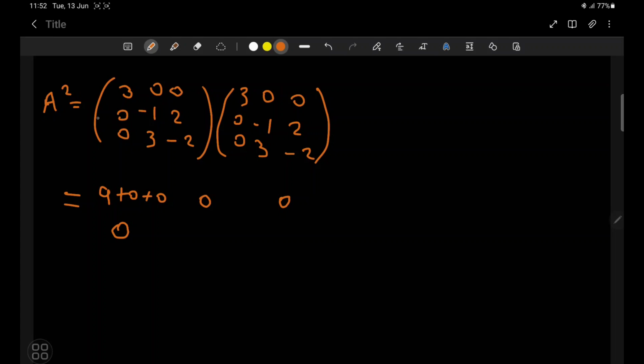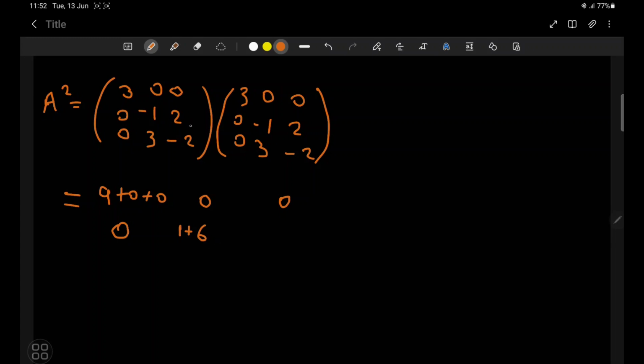Then we'll have again this row with the following column. So 0 by 0 is 0. Negative 1 by 1, so we have a negative 1 plus, and then we have 2 by 3, that's 6. So we have a 6 there.